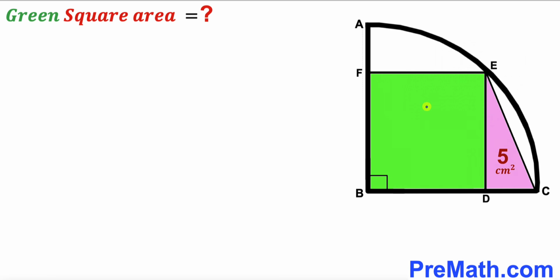In this video, we have this green shaded square BDEF and the purple shaded right triangle CDE put together, as you can see in the given diagram. Both of these are fully confined inside this quarter circle with center B, such that point E is on the quarter circle. Furthermore, the area of the purple shaded right triangle has been given to us as 5 centimeters squared. Our task is to calculate the area of the green shaded square BDEF.